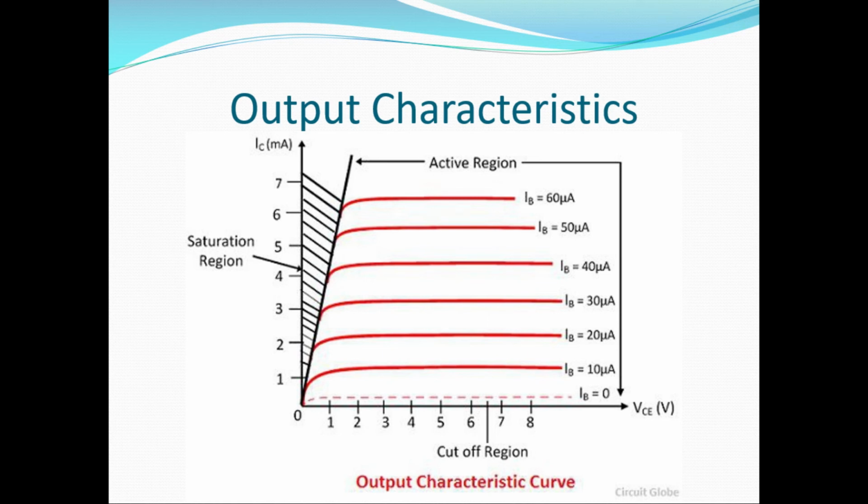The collector current is not zero when IB is zero. It has a value of ICEO, the reverse leakage current. The current ICEO is related with ICBO. Below IB equal to 0, both junctions are reverse biased. That region is known as cutoff region.